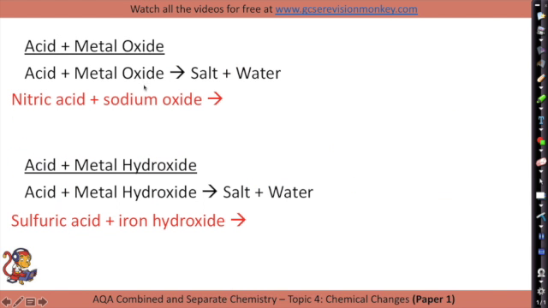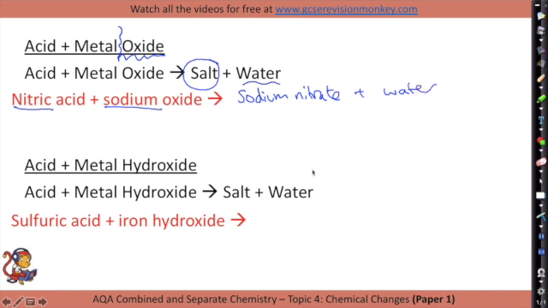In this reaction we are reacting acid with a metal oxide this time, so before we were just reacting it with a metal and producing hydrogen. Now we've got oxygen in there, we're producing water instead, so we're producing a salt plus water. So nitric acid and sodium oxide, there's the metal, sodium, and we're using nitric acid, so we're going to make the salt sodium nitrate, and our second product is going to be water.